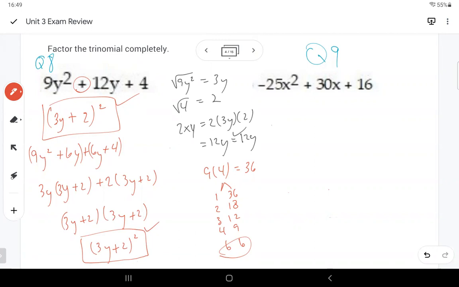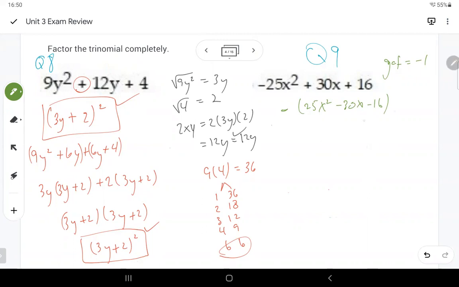All right, question 9. So again, remember, we want to pull out our GCF if we can see it. In this case, the GCF again is -1. So we'll pull a -1 out and we get 25x squared minus 30x plus, nope, minus 16.